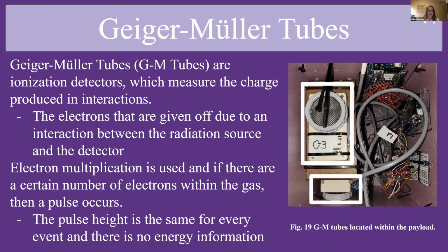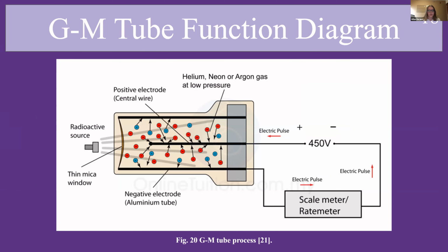In addition to temperature measurements, we have previously flown and are continuing to fly GM tubes to take radiation measurements. GM tubes are ionization detectors, meaning they measure the charge produced during interactions between the detector and a radiation source. In figure 19, you can see an image of how the GM tubes are placed within our payloads. Figure 20 shows how the interactions occur and the overall mechanisms behind GM tube measurements.